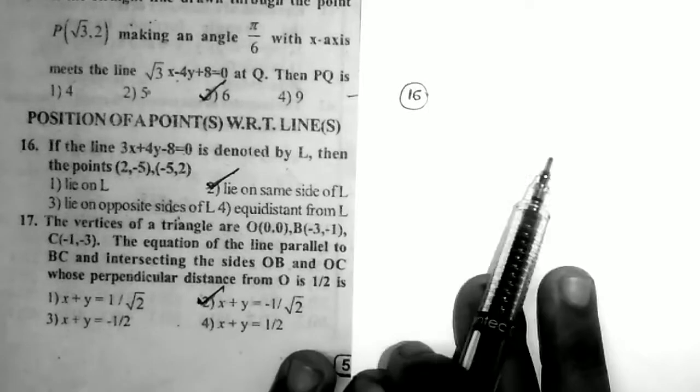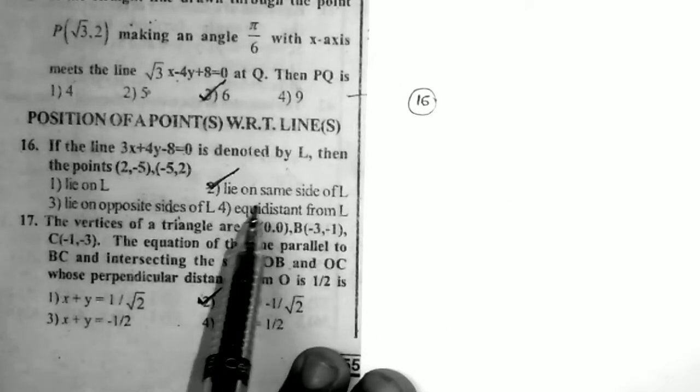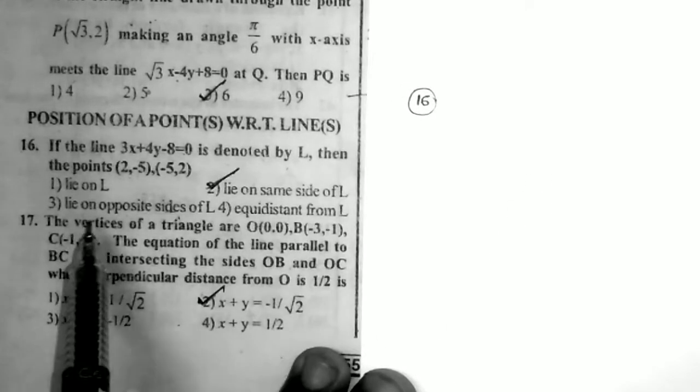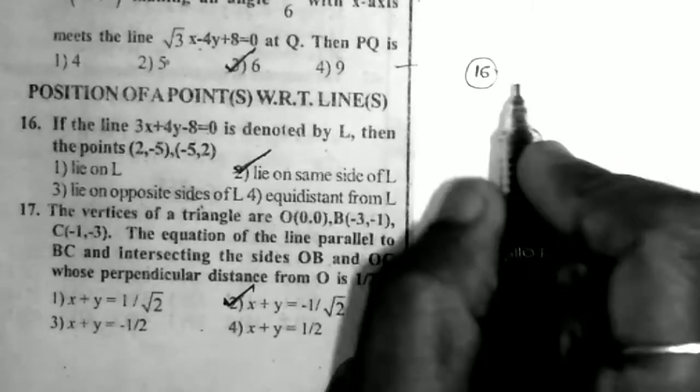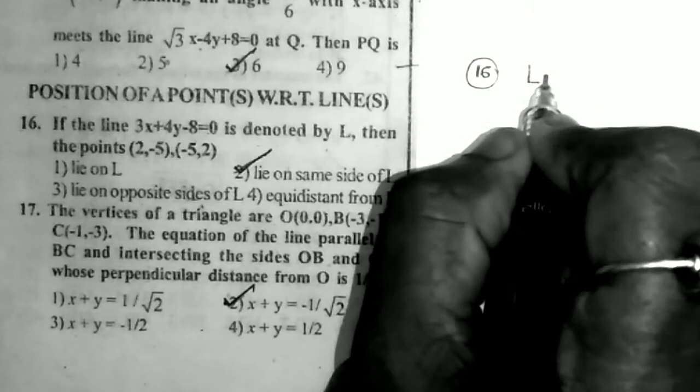This video explains the continuation problems. Sum number 16. If the line 3x + 4y - 8 = 0 is denoted by L, then the points (2, -5) and (-5, 2) - the options are: lie on the line, lie on the same side of the line, lie on opposite sides, or be equidistant from the line. So here one line is given and we take that line to be L.